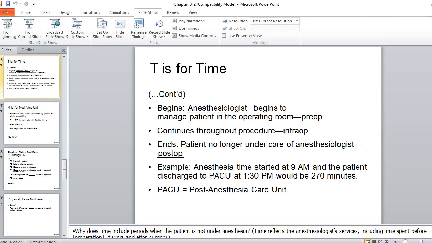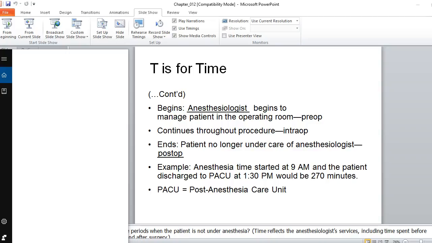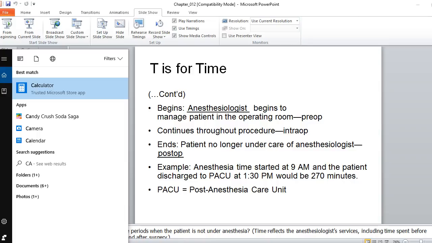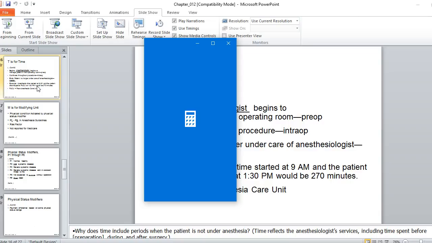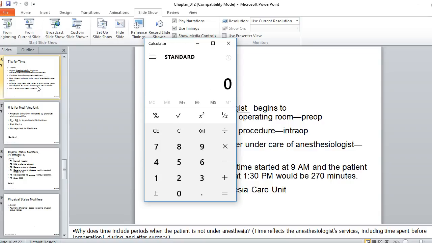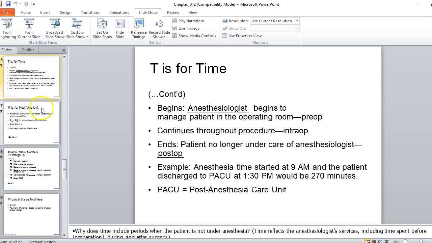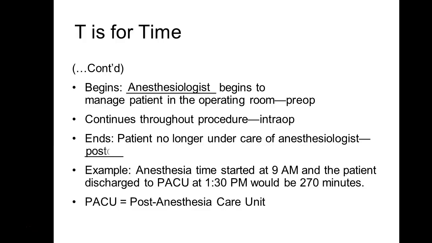Okay, so now I'm going to bring up my calculator. And remember, every computer you're going to be working at in the field is going to have a calculator. Of course, you are welcome to have a desk calculator, but keep in mind, don't take your phone out. So we're going to do 270 divided by 15. We would get 18 units for this particular case for the 270 minutes. Again, we're doing some basic math, nothing major.